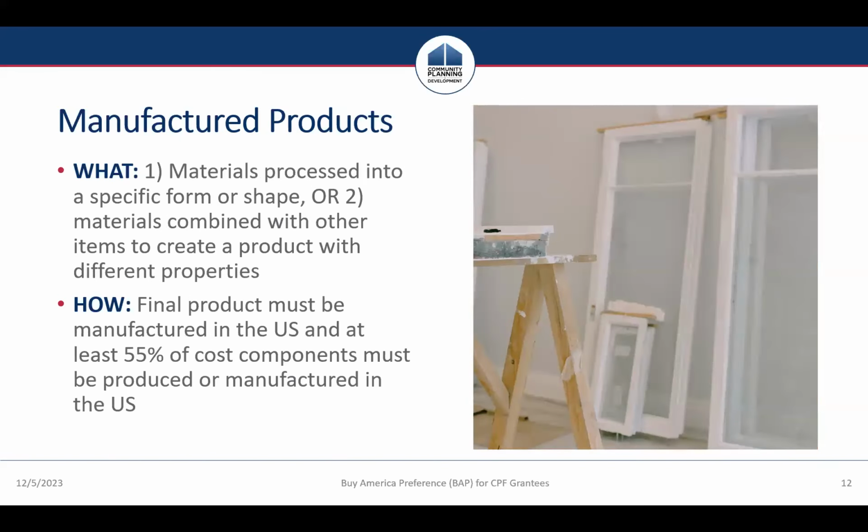And then the third is manufactured products. And these are materials that are processed into a specific form or shape, or they're materials that are combined with other items to create a product with different properties. So here, right, that plastic framed replacement window would be a manufactured product, while plate glass would be a construction material. And how do you make sure you're complying? The final product must be manufactured in the US, and at least 55% of the cost components must be produced or manufactured in the United States.